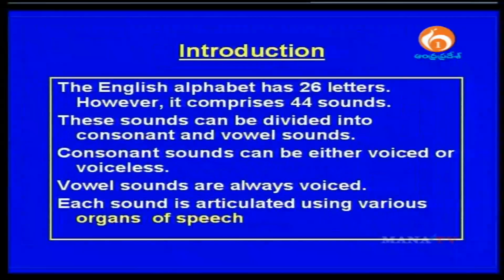The English alphabet, as you all know, has 26 letters. But when you're talking about sounds, it's not 26 at all. You have 44. These sounds can be divided into consonants and vowels. Consonant sounds again can be either voiced or voiceless. Vowel sounds, on the other hand, are always voiced. Let us now understand how we articulate these different sounds using our organs of speech.